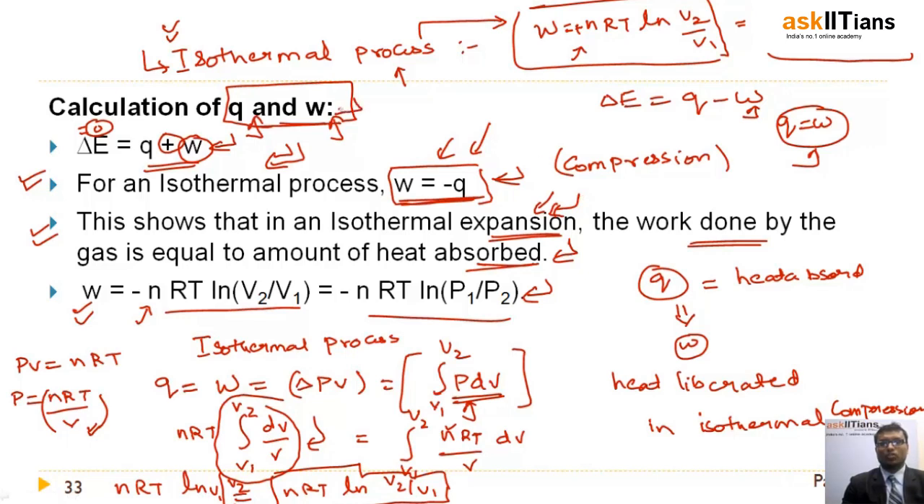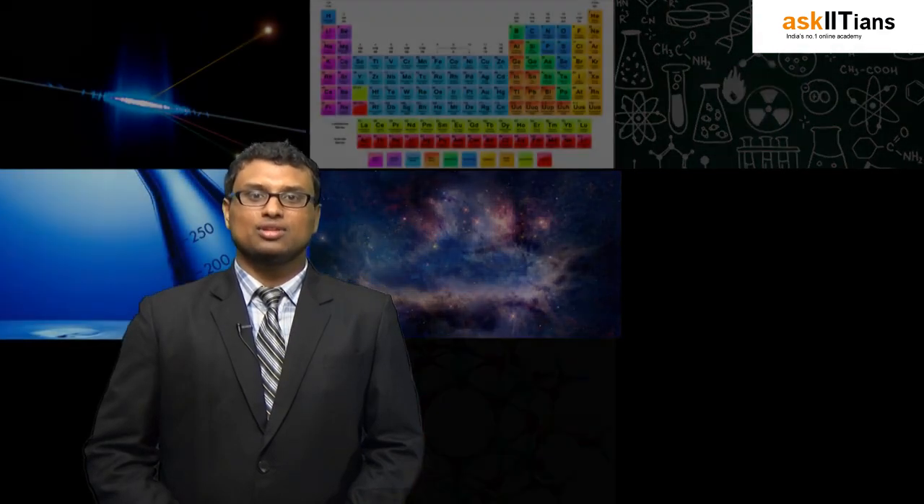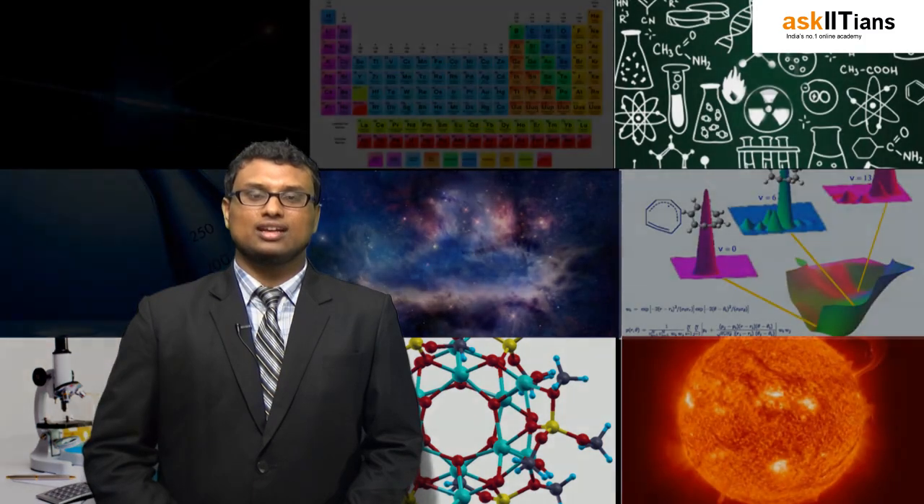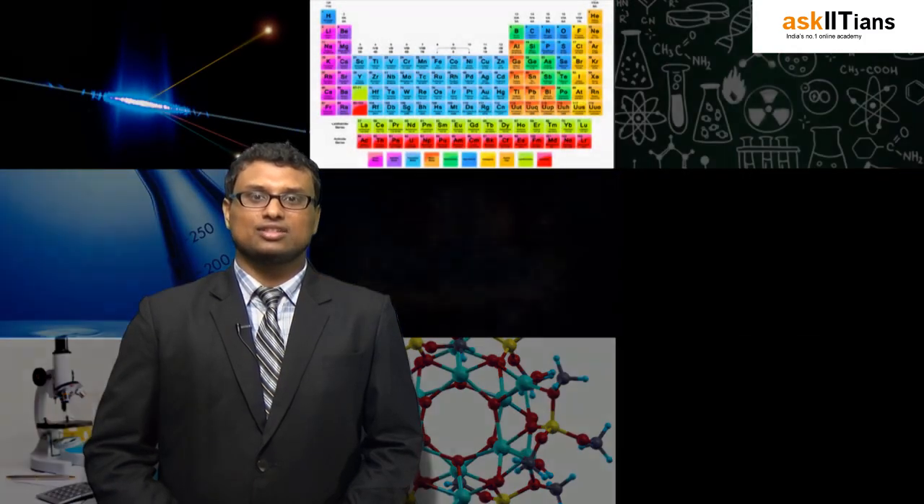And if you know how to calculate work done, heat absorbed can be calculated accordingly. So this is how to calculate Q and W in an isothermal process. So friends, in this part we have discussed the isothermal process, and that too isothermal reversible expansion of ideal gases. So we have discussed how to calculate heat content and work done in an isothermal process.